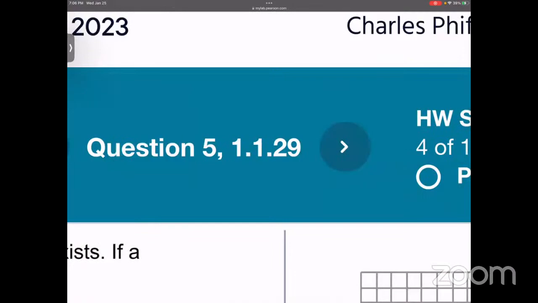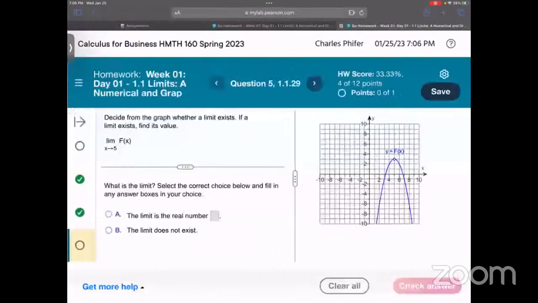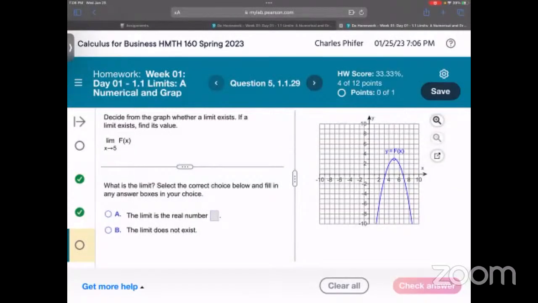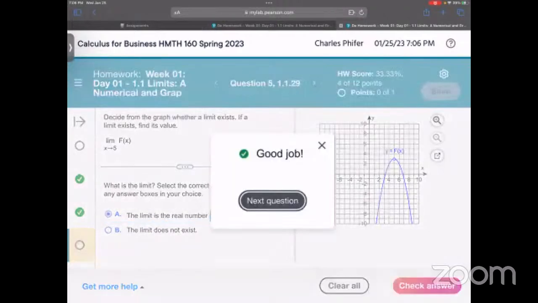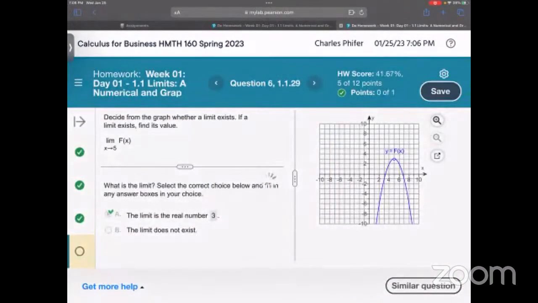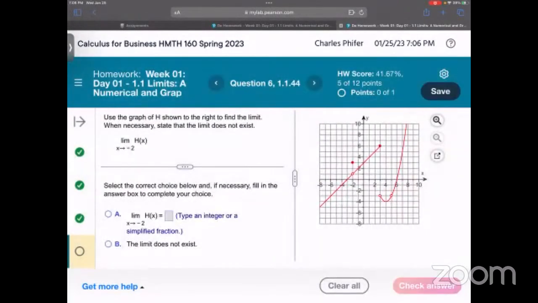It says, decide from the graph whether a limit exists. If a limit exists, find the value. So does the limit exist as x approaches 5? As x approaches 5 coming from the right, the y values are also approaching 3. So we're going to say A, the limit is the real number 3, because the left-hand limit equals the right-hand limit, even though it's not defined when x was 3.